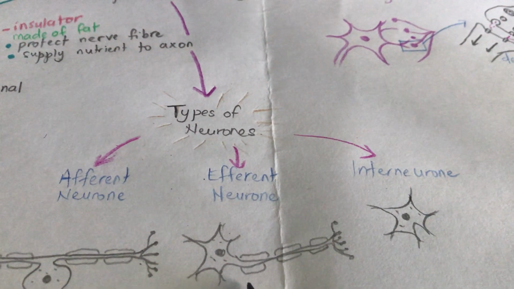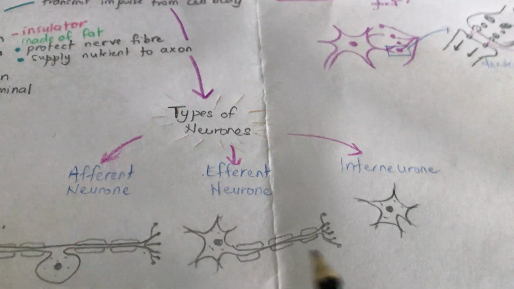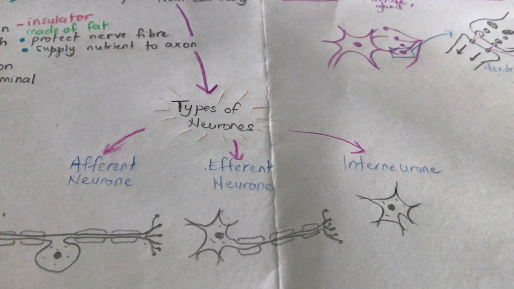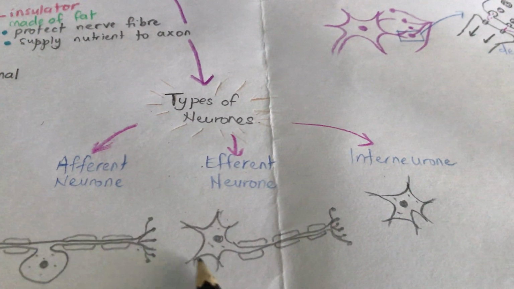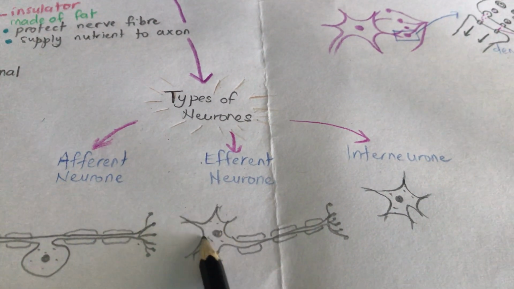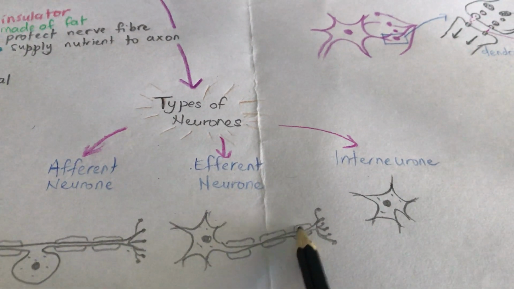This is the afferent neuron, also known as the motor neuron. Why do we call it a motor neuron? Because it is connected to the effector and gives a response. Okay, the cell body for the efferent neuron is located at the end of the neuron. So this is the cell body, dendrite, dendron, and this is the axon.